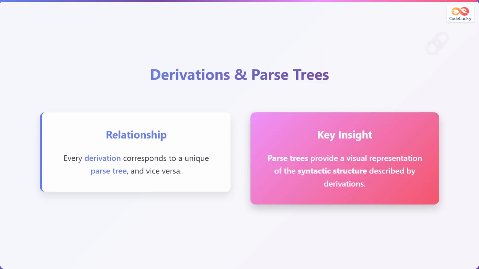Finally, let's consider the relationship between derivations and parse trees. Every derivation corresponds to a unique parse tree, and vice versa. Parse trees provide a visual representation of the syntactic structure described by derivations, making it easier to understand how a string is generated by a context-free grammar.